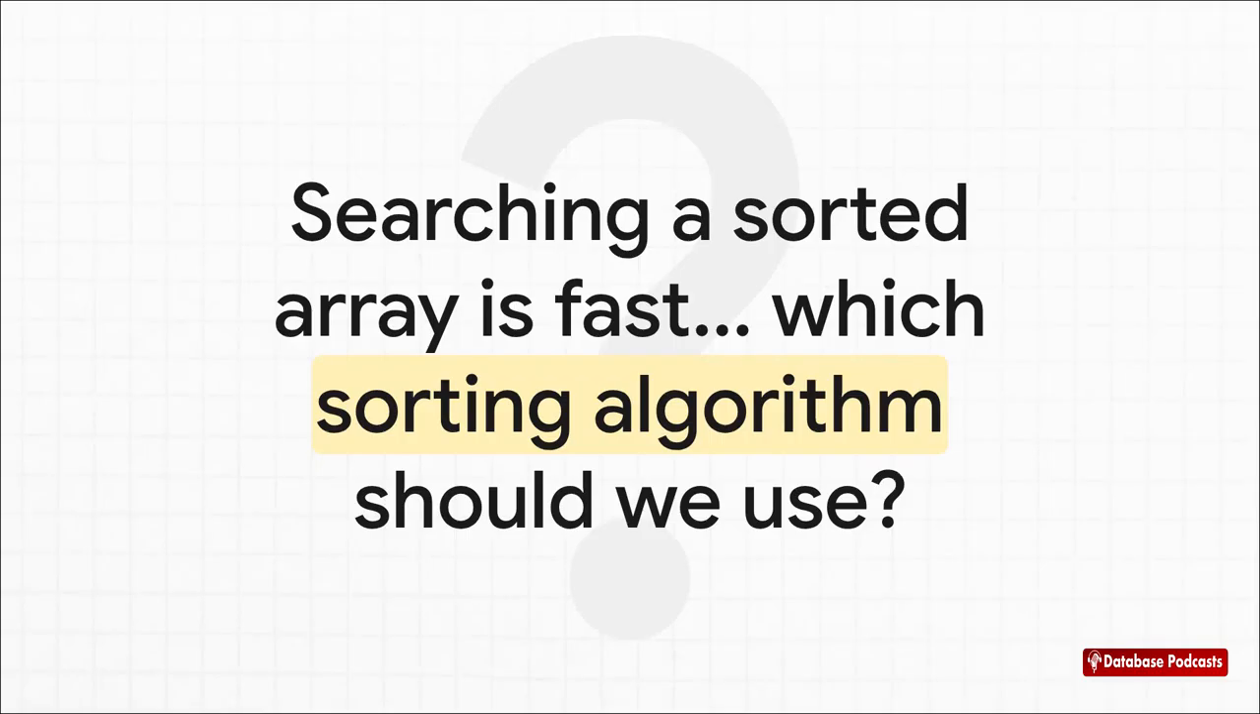And that leads us to the next logical question, right? If searching a sorted array is so incredibly fast, it seems like it's worth the effort to sort the data first. But there are tons of different ways to sort data. So how do we use our new tools to pick the right one?